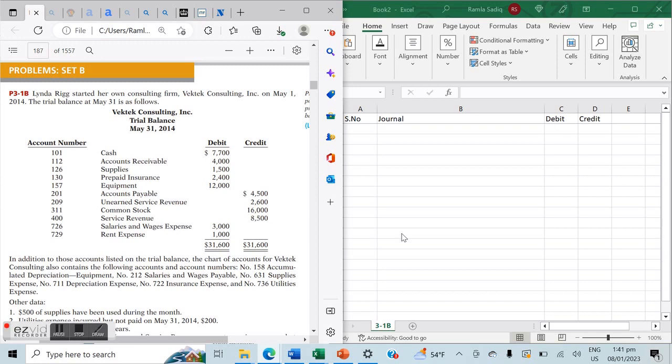So the question here says, so this is problem 3-1B, and it says Lynda Rigg started her own consulting firm, Vektek Consulting, incorporated on May 1st, 2014. The trial balance at May 31st is as follows.